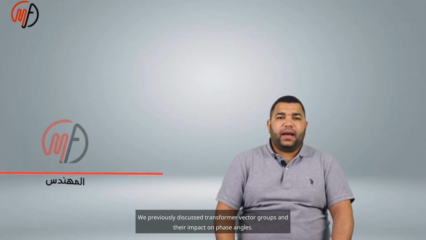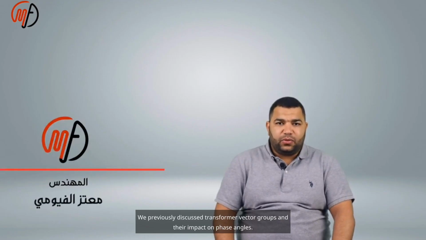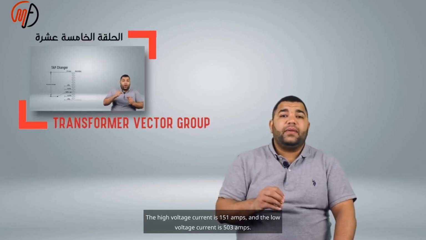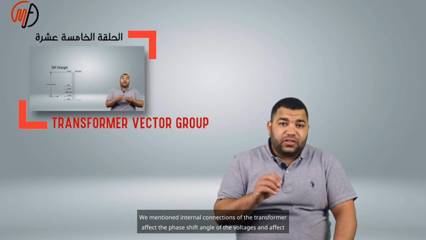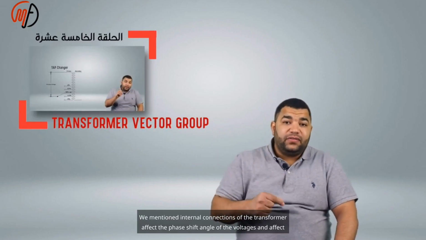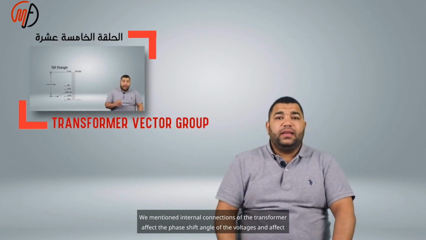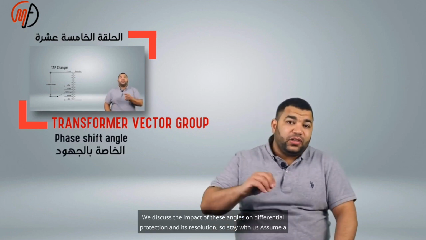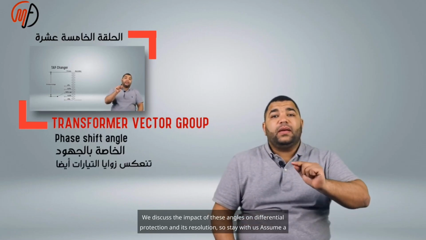We previously discussed transformer vector groups and their impact on phase angles. Today, we focus on differential protection. Consider a 30 MVA transformer converting 115 kV to 34.5 kV. The high voltage current is 151 amps and the low voltage current is 503 amps. We mentioned that the internal connections of the transformer affect the phase shift angle of the voltages and also affect the current angles. We discussed the impact of these angles on differential protection and its resolution, so stay with us.